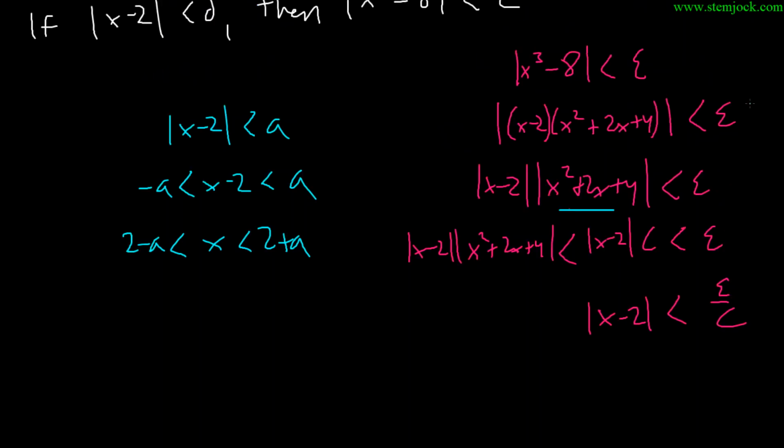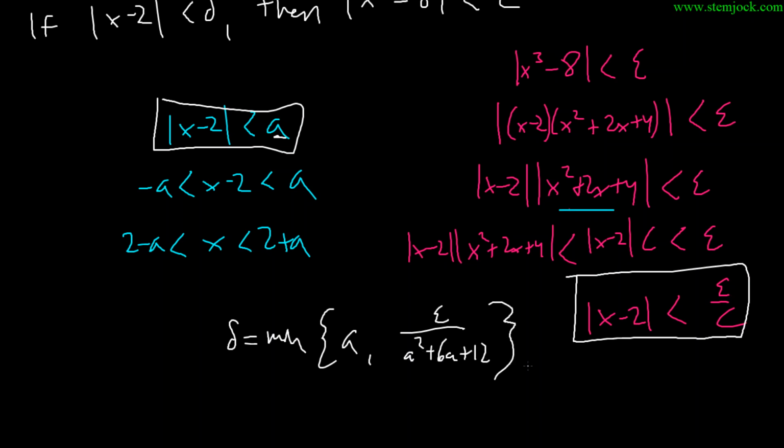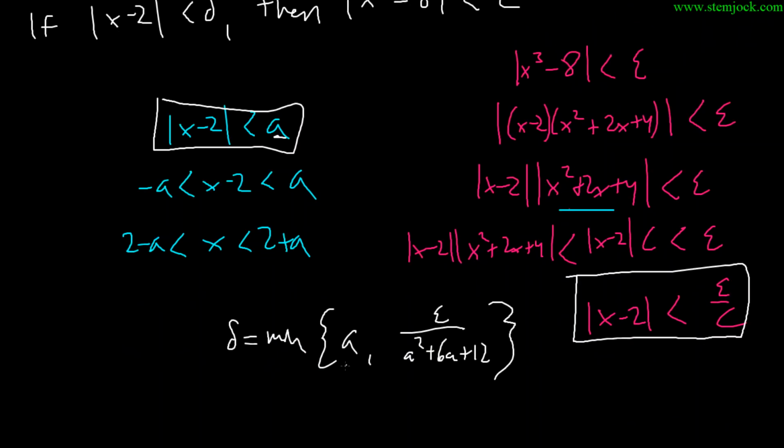I know what c is, and I need both of these conditions, both of these inequalities, to be satisfied. So the value of delta that I choose has to be the smaller of a and epsilon over c. We say that delta equals the minimum of a and epsilon over a squared plus 6a plus 12. And I have to show that this if-then statement is true for both values.